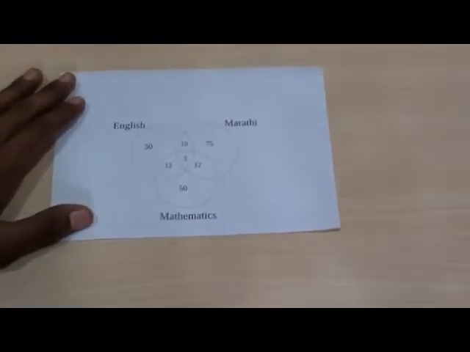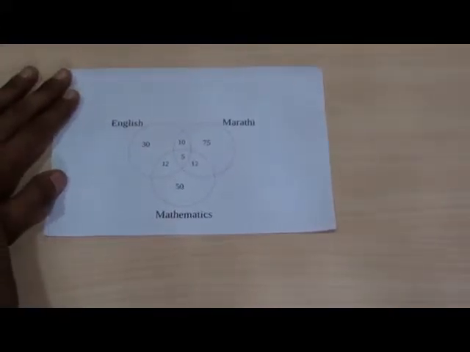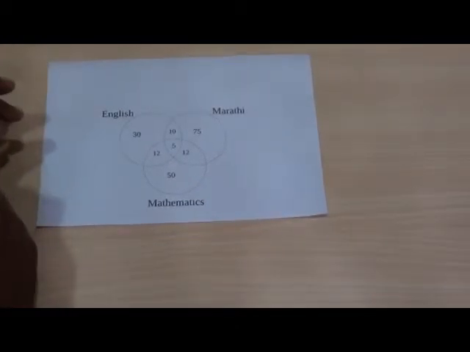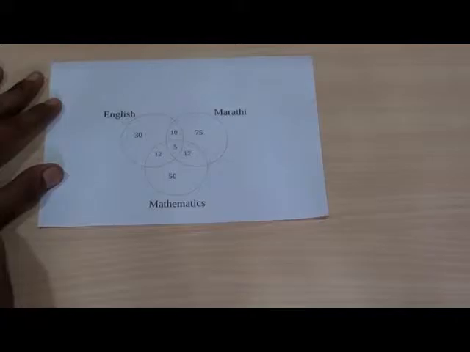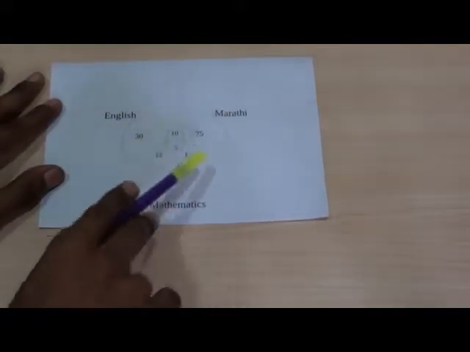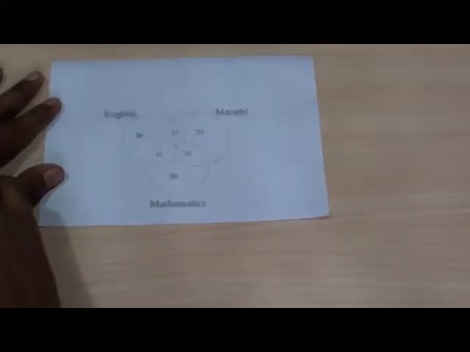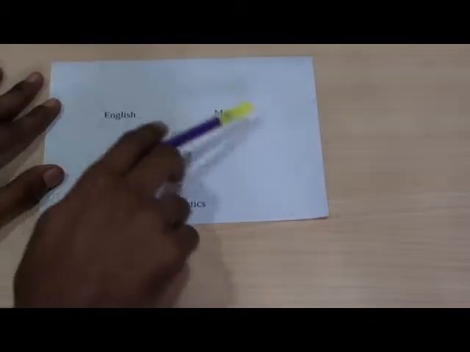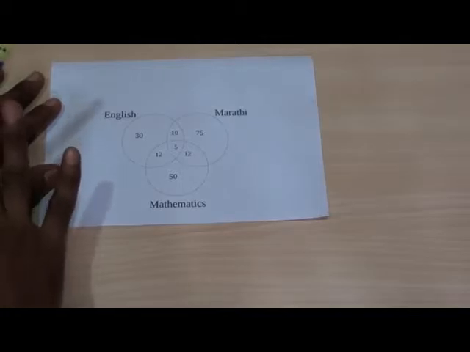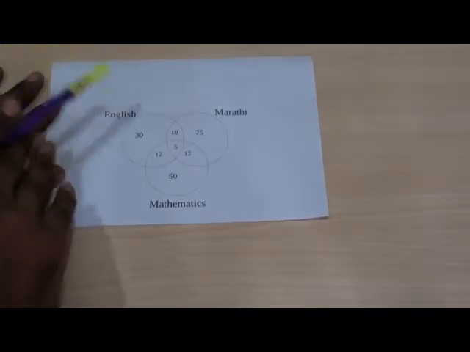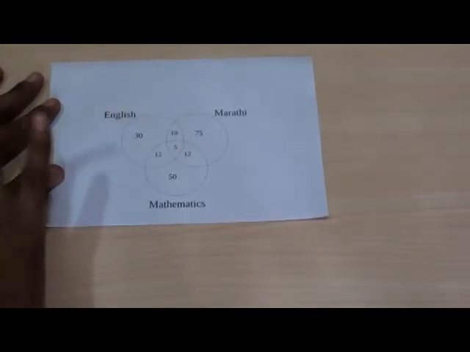Here are a few examples of Venn diagrams. It is a typical Venn diagram you normally see in your maths textbooks. So the example I am taking is, there are three circles here. Each circle represents the number of students passed in particular subjects, that is English, Marathi and maths. Obviously this is a fictional example because normally you don't see so many students passing in only one subject.